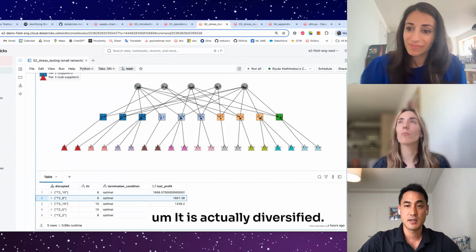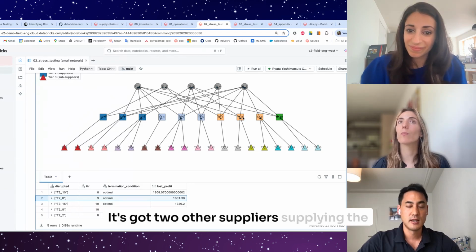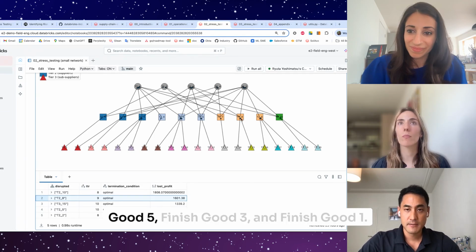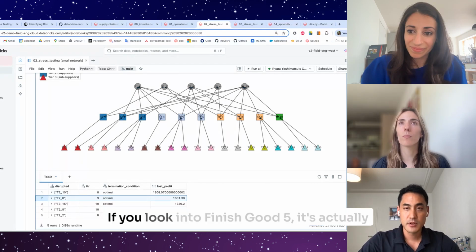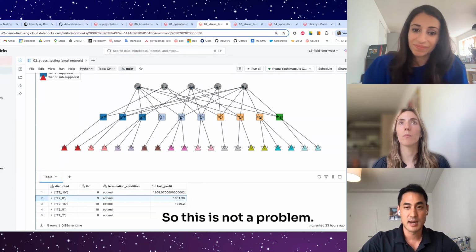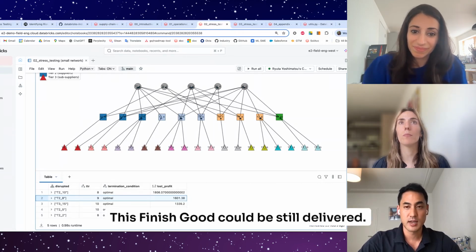It is actually diversified. It's got 2 other suppliers supplying the same raw material. And this is supplying material to finished good 5, finished good 3, and finished good 1. If you look into finished good 5, it's actually diversifying its supply to its neighbors. So this is not a problem. This finished good can still be delivered.